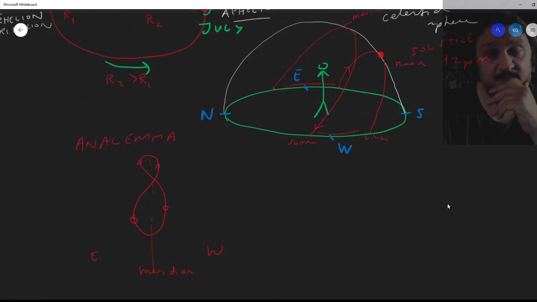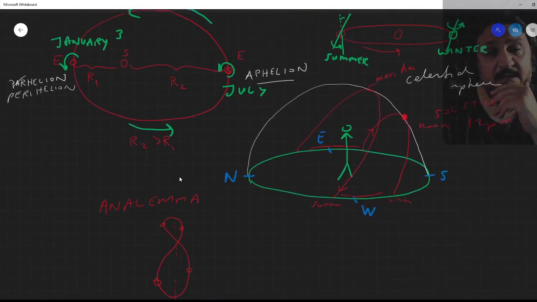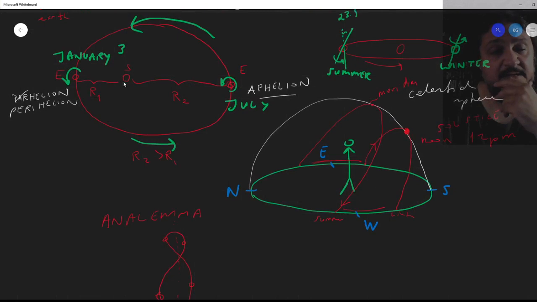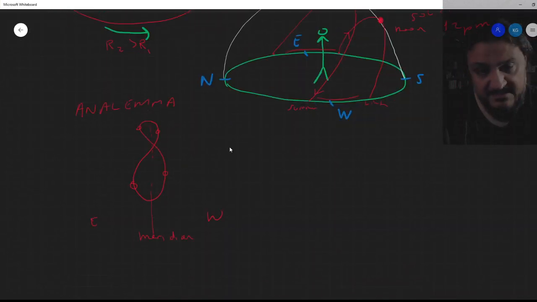But it's not the whole story. It turns out that this difference between R1 and R2, pretty much R changes constantly because it's an ellipse, contributes to this 8, all right? How? How does it contribute?